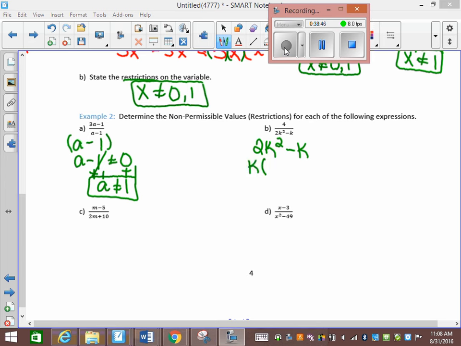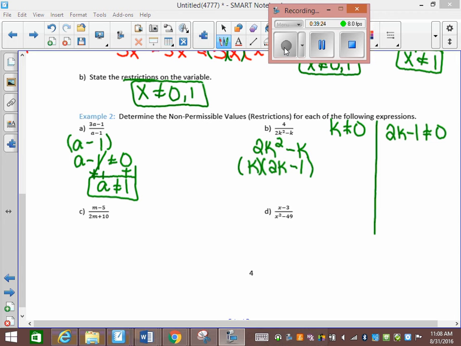And then I'm left with 2k minus 1. The 2k minus 1 has to be in its own brackets. It's attached by a subtraction sign, right? And the k can be in its own bracket. So I'm going to get 2 non-permissible values. Done. So I take this k, and it's not equal to 0. Take the 2k minus 1, and it's not equal to 0.